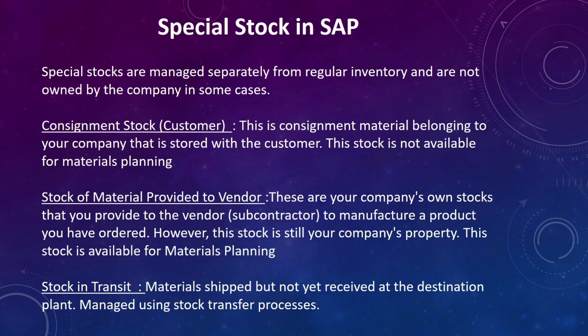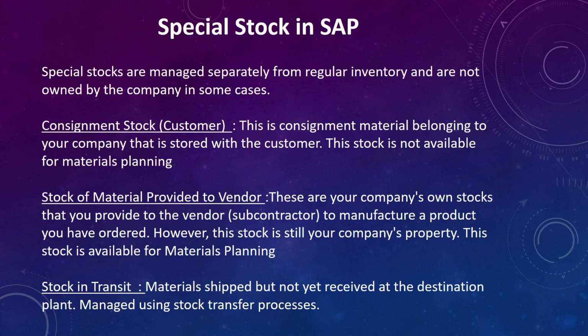The next we will see is stock of material provided to the vendor. This is the company's own stock that is provided to the vendor or subcontractor to manufacture a product. However, this stock is still the company's property. This stock is available for material planning. In simple words, this is the company's material sent to the vendor for processing. For example, raw material sent to the subcontractor, and the vendor uses it to manufacture the finished goods. The ownership of this stock is with the company.